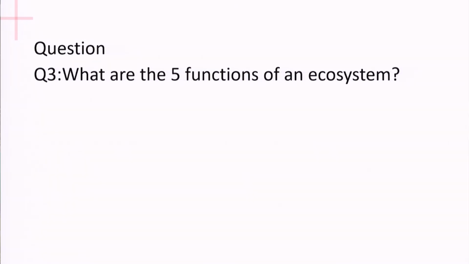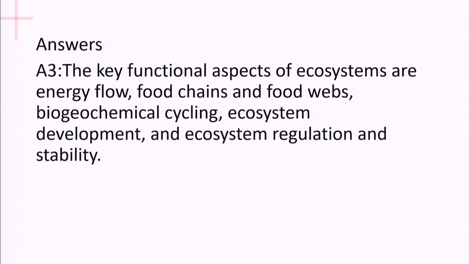Question 3. What are the 5 functions of an ecosystem? The key functional aspects of an ecosystem are energy flow, food chain and food web, biogeochemical cycling, ecosystem development and ecosystem regulation with stability.